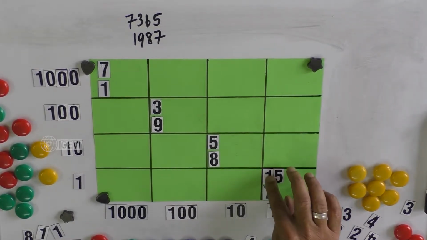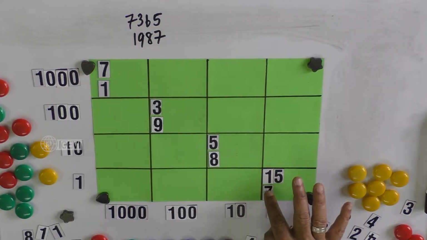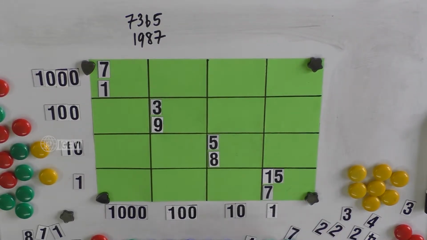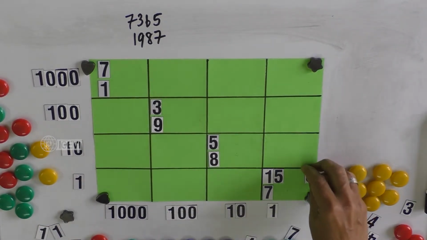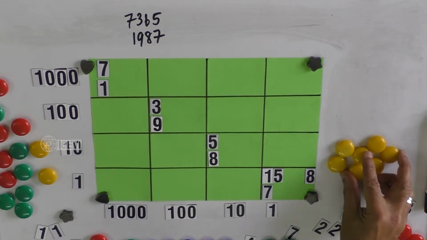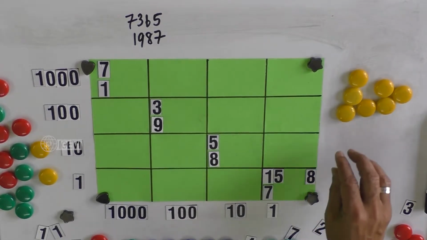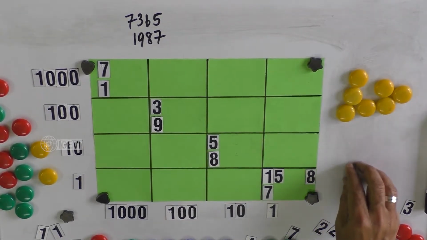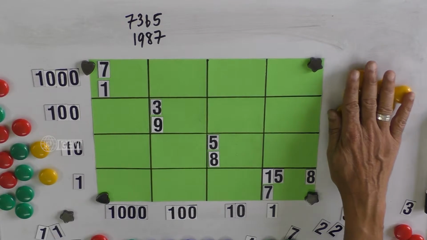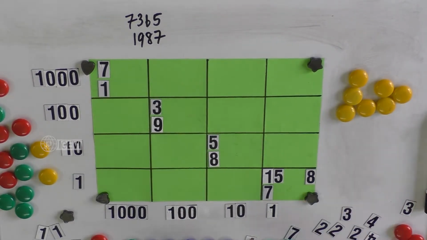Now 15 and 7. What is 7 subtracted from 15? The number is 8. If you are able to do it mentally, fine. Otherwise you can take 15 beads, take 7 away and ask the child to count, then it will become 8, right? So you can use a variety of methods.